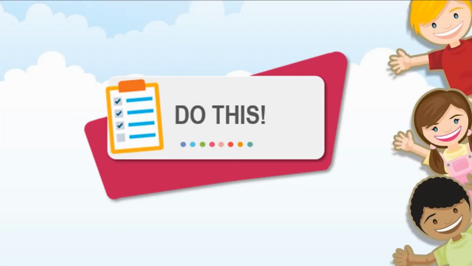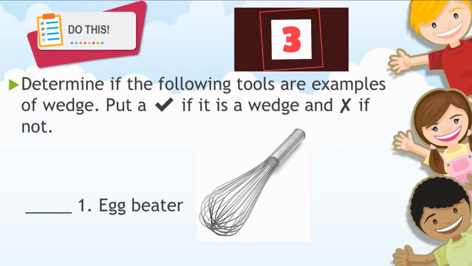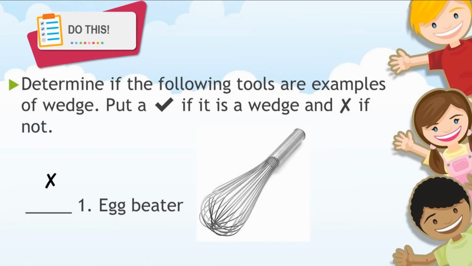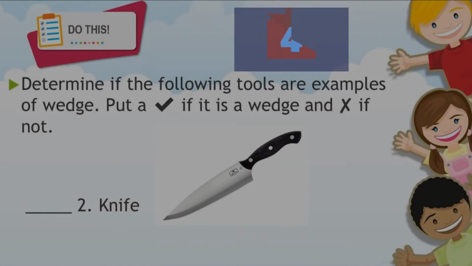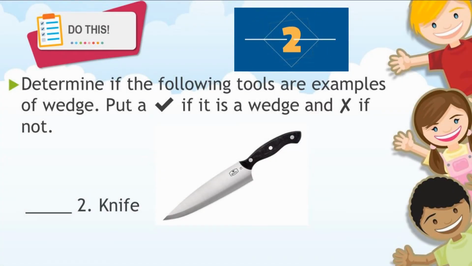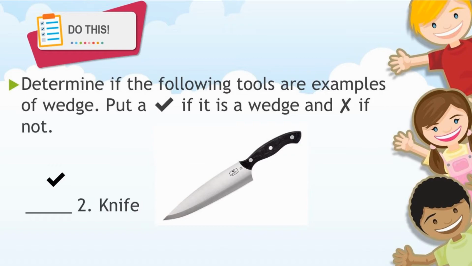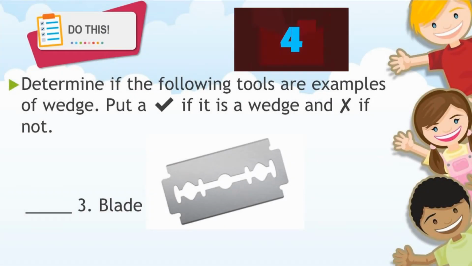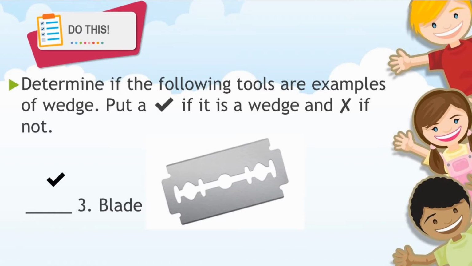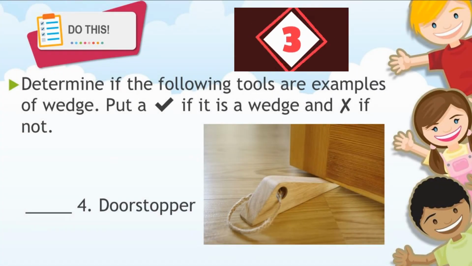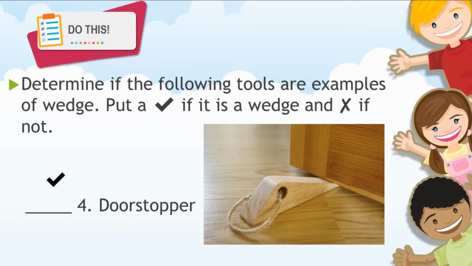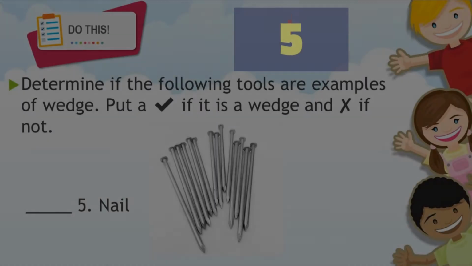Do this. Determine if the following tools are examples of wedge. Put a check mark if it is a wedge and X if not. 1. Egg beater. 2. Knife. 3. Blade. 4. Door stopper. 5. Nail.